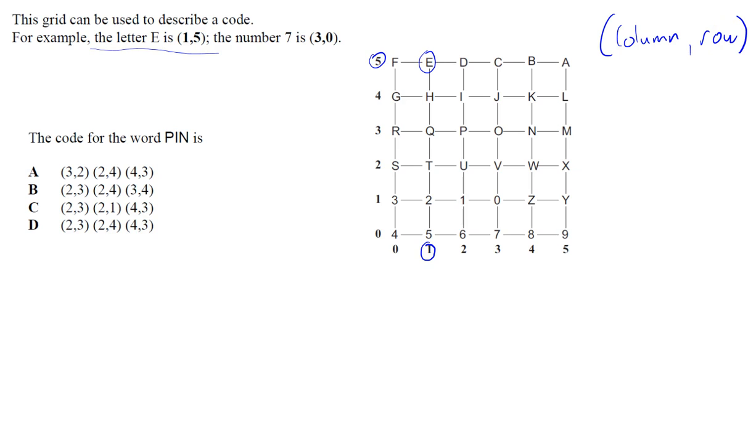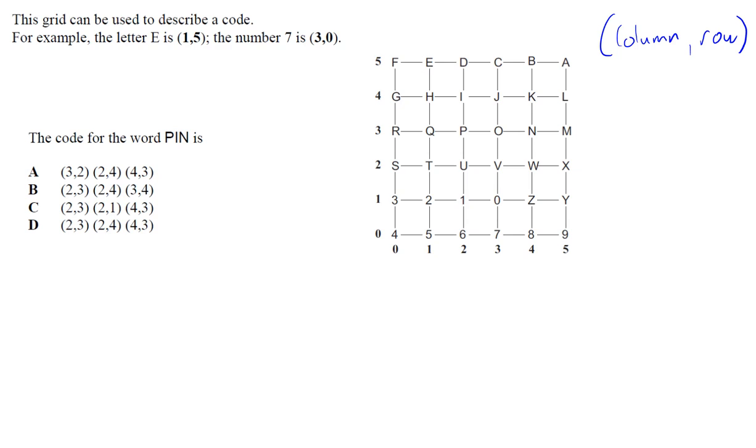Let's see if this works for our second number example given, the number 7. So number 7 is here, and the code that's given is 3, 0. So its column is 3, and the row it's in is 0. So if you go to the third column, and the 0th row, that's right, the 7 is present right here. So we know that our scheme, our algorithm that we've worked out here, is correct. Let's go on and work out the code for the word pin.